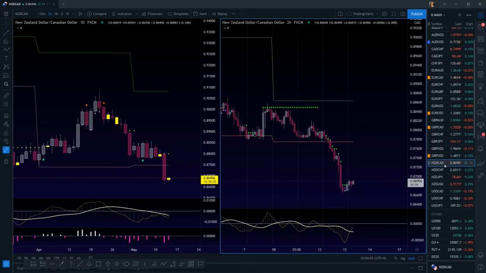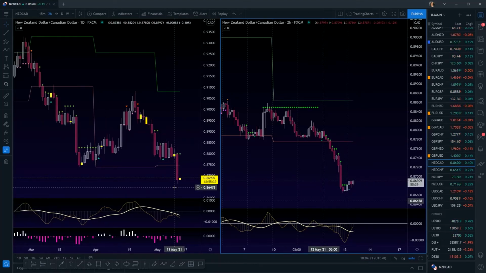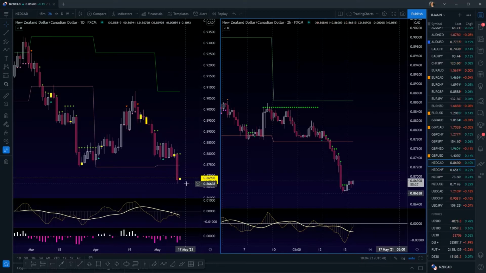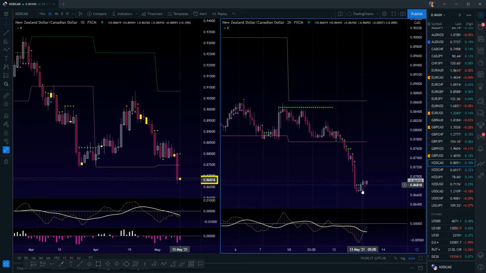New Zealand CAD. Also a wide ranging bar. And then push through here. This is risky to trade. You don't want to catch a falling knife on this. So normally this, I won't even take a quick scalp out. It's not worth the risk.